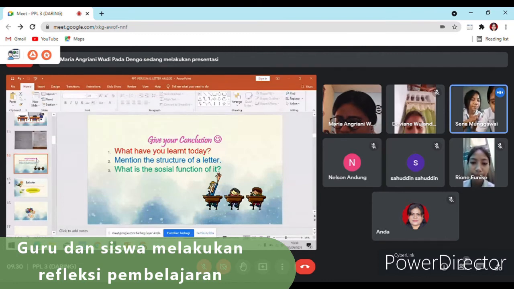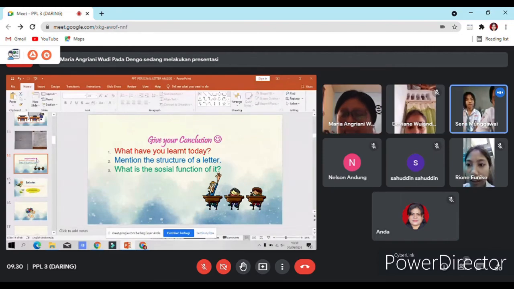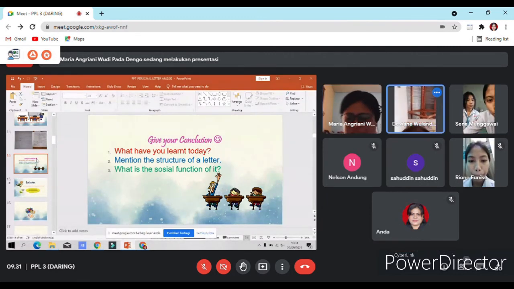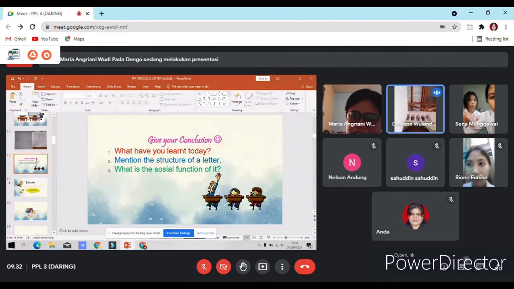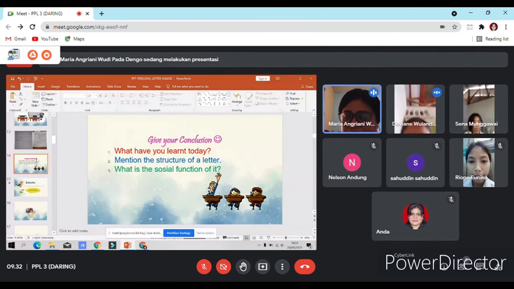Tanggal, date. Okay. Good. Next. Number two? Address. Okay. Next. Penutup. What is penutup? Closure. Setelah closure, masih ada berapa itu? Complementary close. Terus? Signature. Apa itu yang ada nama tadi? Signature. And for additional information? Informasi teman? Postscript.